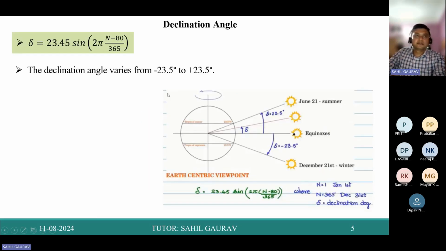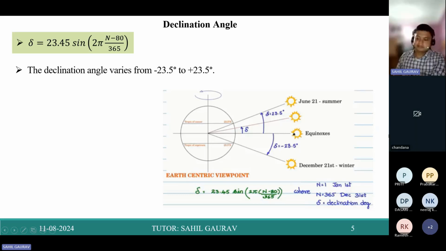Now coming to this important term, the declination angle. From this expression we get, we know the declination angle is 23.45 sine of 2 pi times n minus 80 upon 365. This declination angle varies from minus 23.5 degrees to plus 23.5 degrees. So now here one question comes up: when does this declination angle become zero?